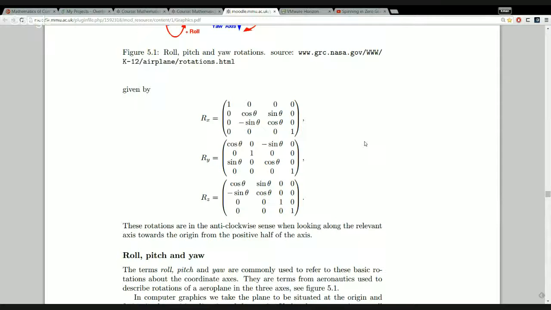Okay. And then similarly for Rz, so if you point z towards you, positive direction of z towards you, just like that, then x is going up the page and y is going to the right.